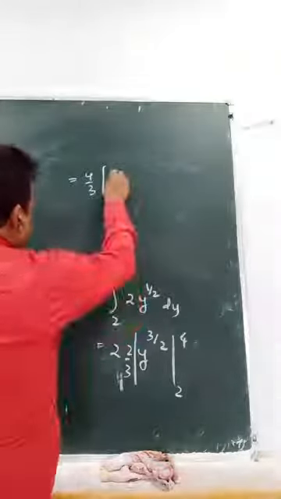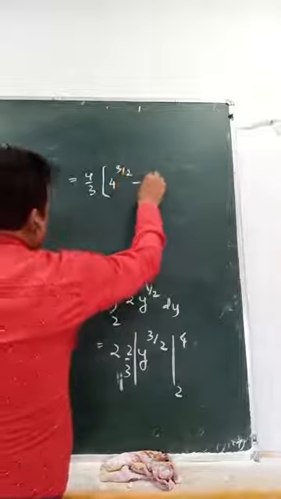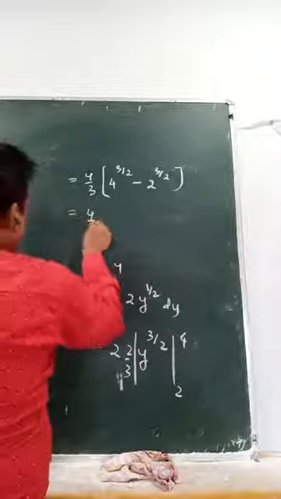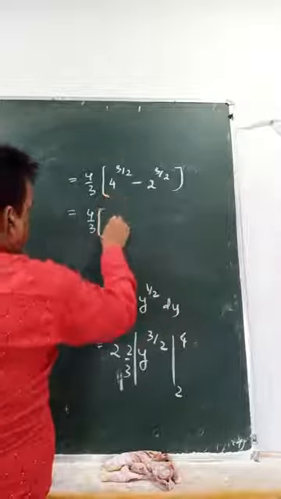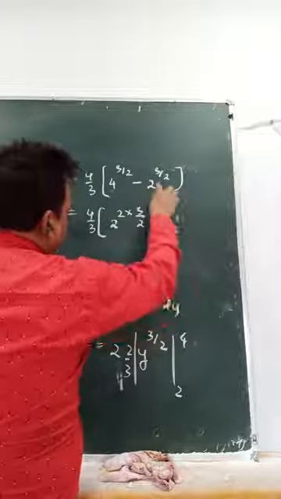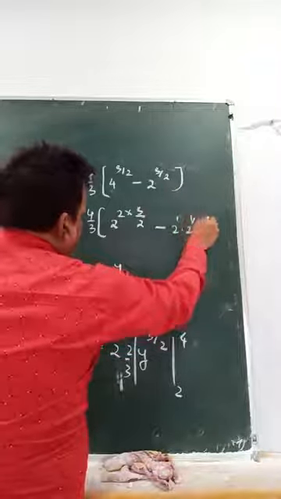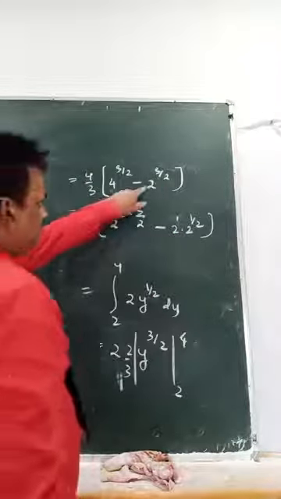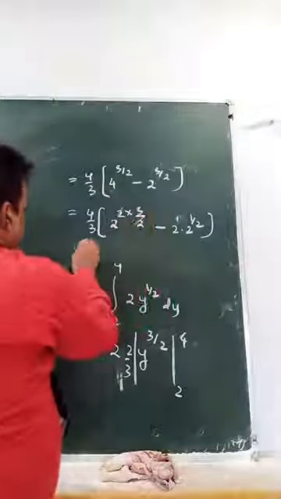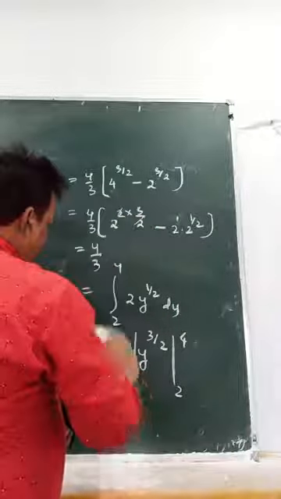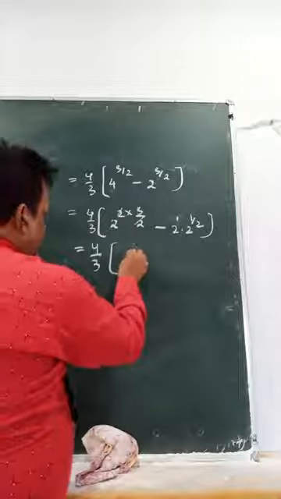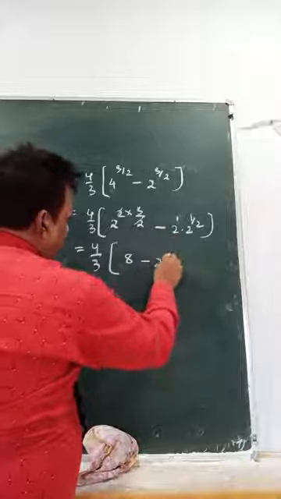Put 4 in y: 4 to the power 3 by 2, 2 to the power 3 by 2, 4 by 3. 4 means 2 square, into 3 by 2, this is 2 to the power 1, 2 to the power half. Try to see, here splitting is 2 to the power 1, 2 to the power half, because 1 plus half is 3 by 2. So this is how much? 4 by 3, this is 8 minus 2 root 2.